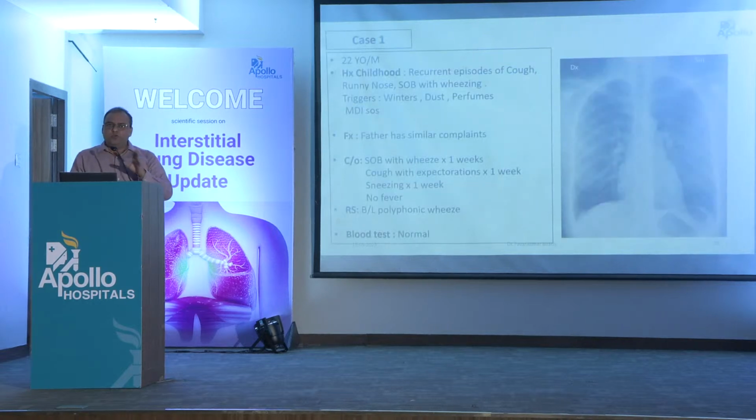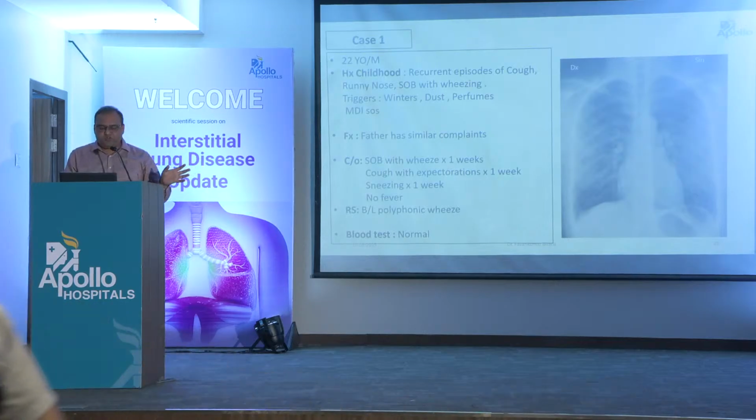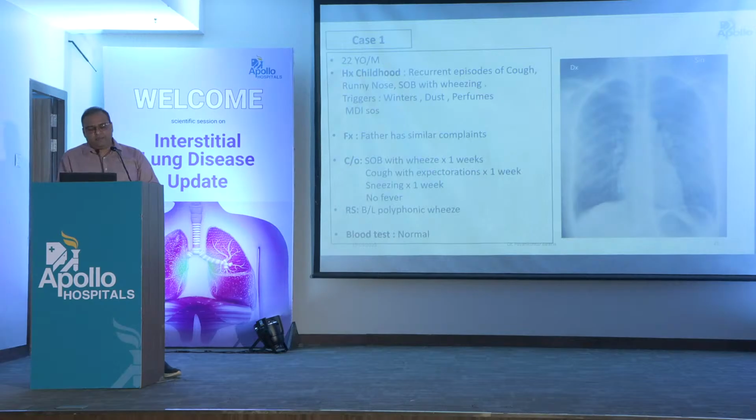I'll just take you through a few clinical cases, what we have learned so far. Let us take you through these cases we have come across in the last couple of years. So a young male came last year, with a childhood history of recurrent cough, colds, allergy to dust, allergy to strong perfumes. His father also gives the same history. So the clinical diagnosis of asthma is in the picture. He presented with a 1 week history of breathlessness, wheezing, sneezing, bilateral polyphonic wheeze, blood tests are normal.